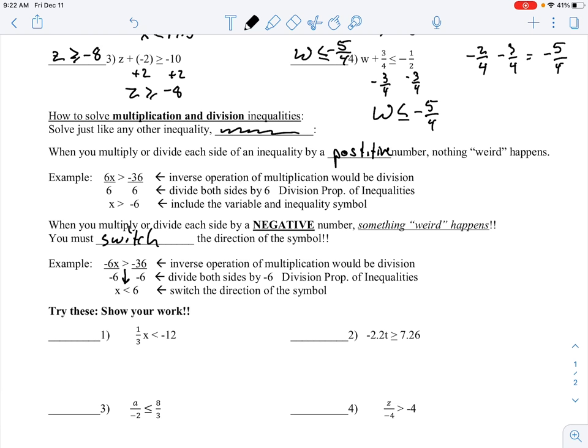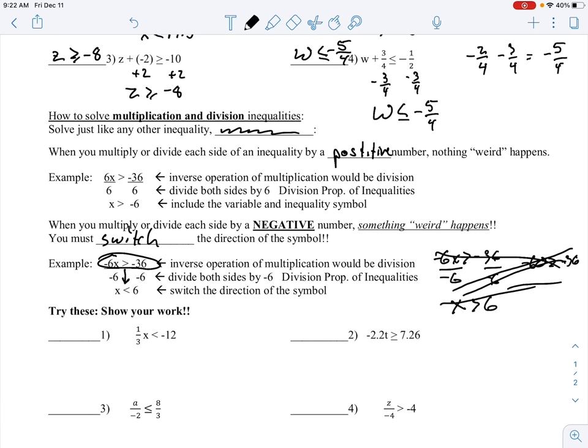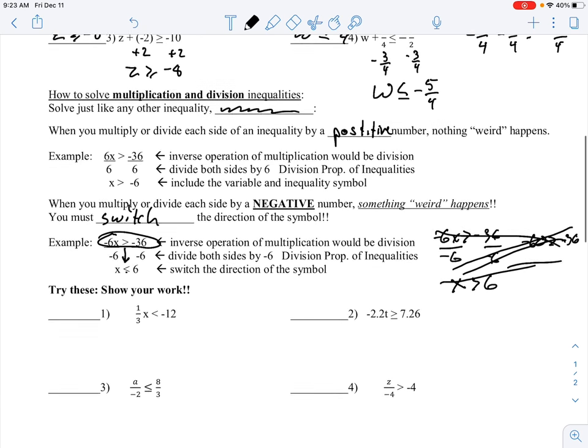Let's see what would happen if we didn't do that. Negative 6x is greater than negative 36. Divide by negative 6, divide by negative 6. If we did this, we get x greater than 6, and let's test it. We'll pick something bigger than 6. 10 is easy to use. So is negative 60, when we plug it back into our original inequality, greater than negative 36? And it is not. That is why we must switch our sign around when we do this.